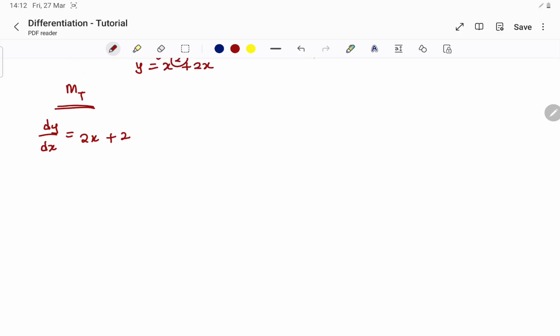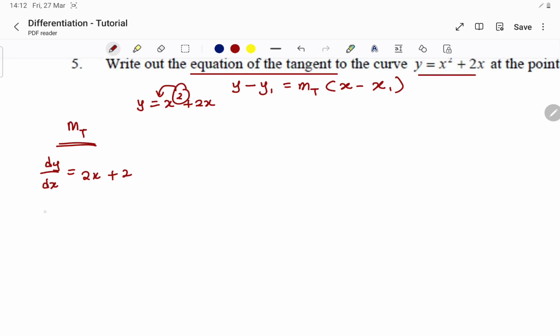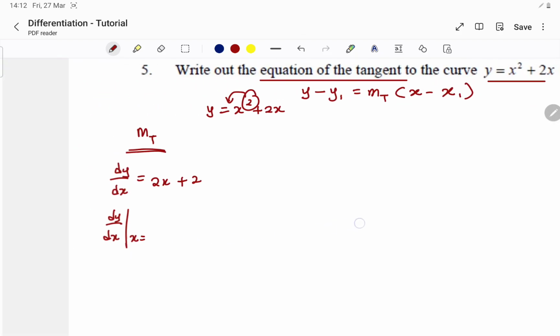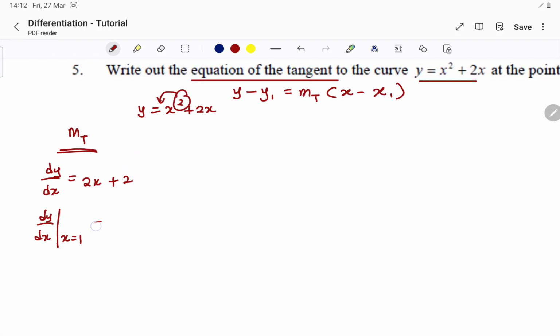And then second step is you have to substitute x is equal to 1 inside dy dx. Then you're gonna get 2 plus 2 become 4. So this is your dy dx, or your mt is equal to 4. You already have everything right now.